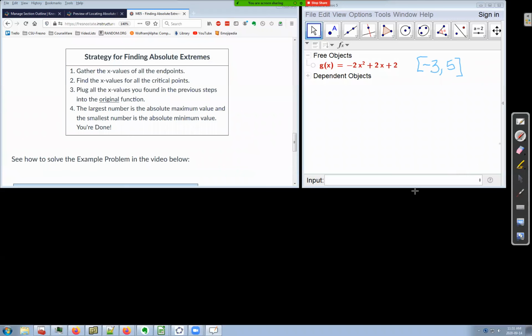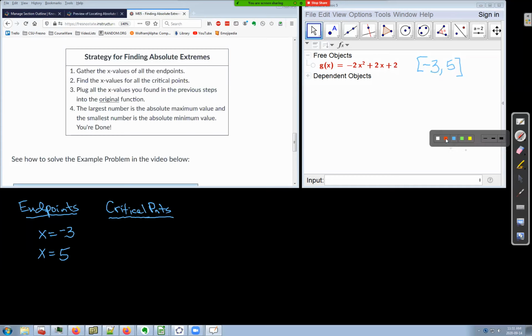So the first thing is I identify all the endpoints. No problem there. The endpoints are x equals -3 and x equals 5. Now the next thing we need are the critical points, and these are going to take more work. If you remember, the critical points are numbers that make the derivative 0 or make the derivative not exist.